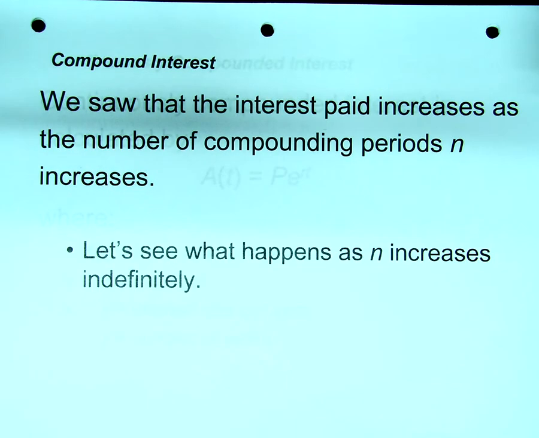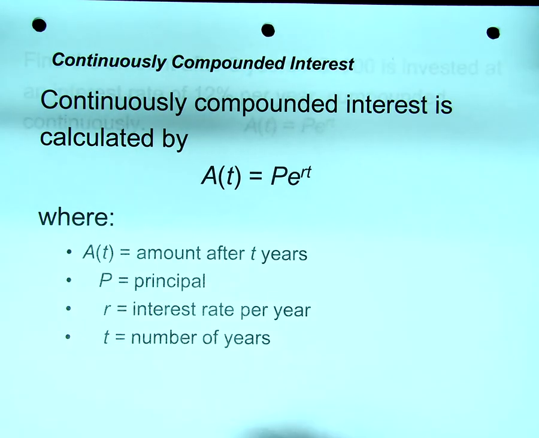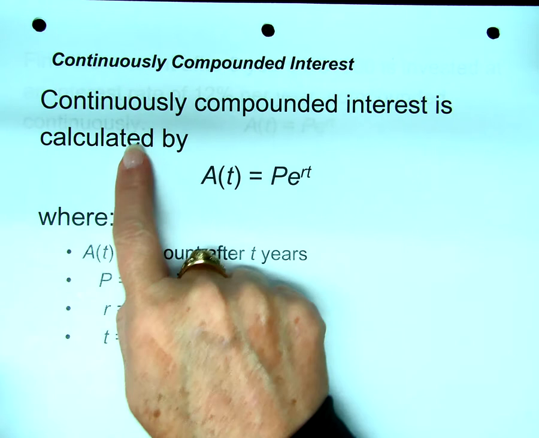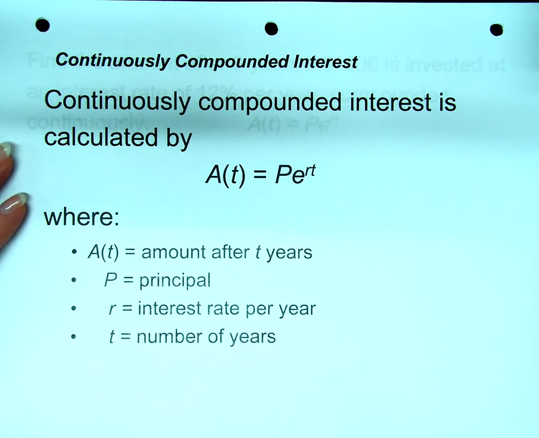Now, with compound interest, we saw that the interest paid increases as the number of compounding periods increase. Let's see what happens as n increases indefinitely. We can talk about monthly, then weekly, then daily, but what happens if it's compounded continuously? Well, if our interest is compounded continuously, we use a completely different formula, specifically for interest that's compounded continuously.